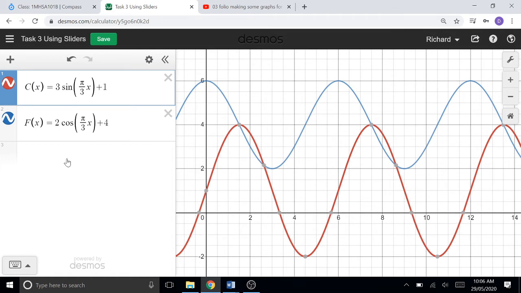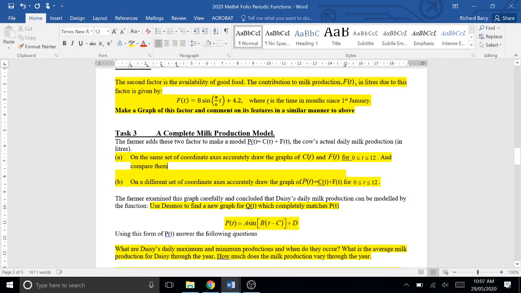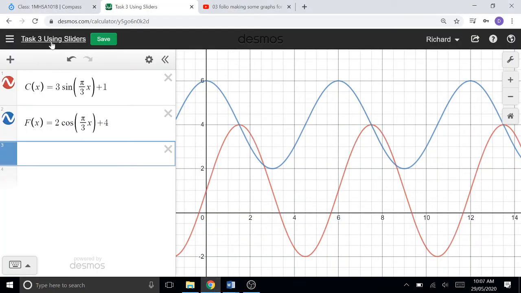Okay, let's continue on with this question. Now it asks for us to add those together to look at the total production. So we'll go up over here. Now, if you've set them up nicely like this, adding them together is no problem.